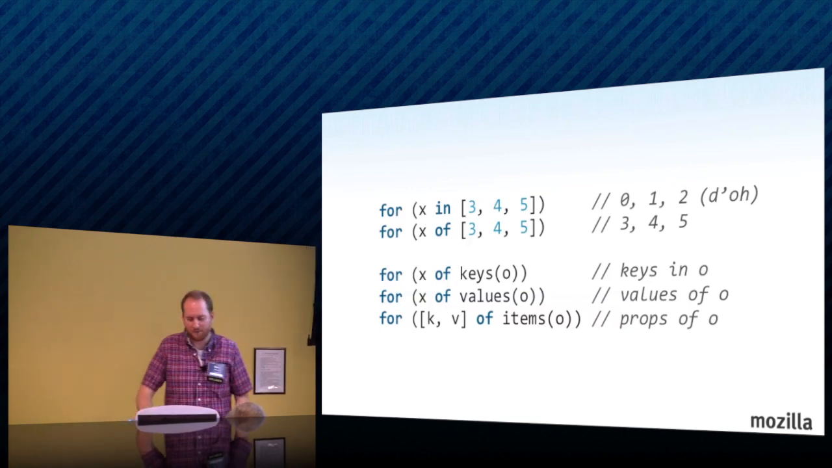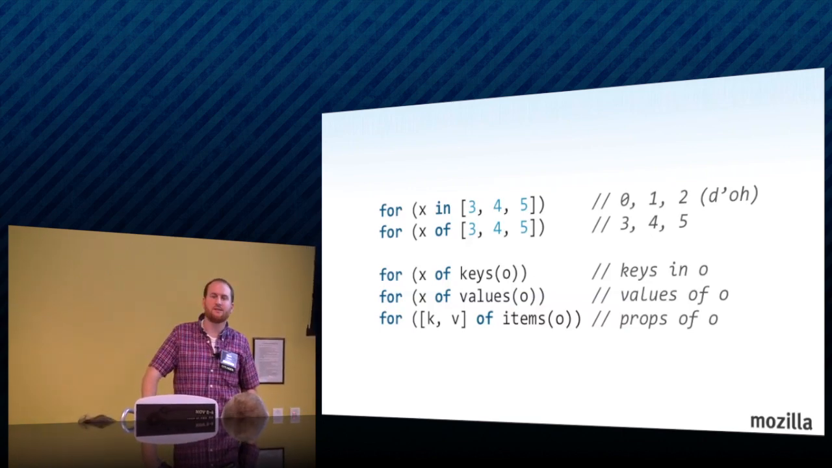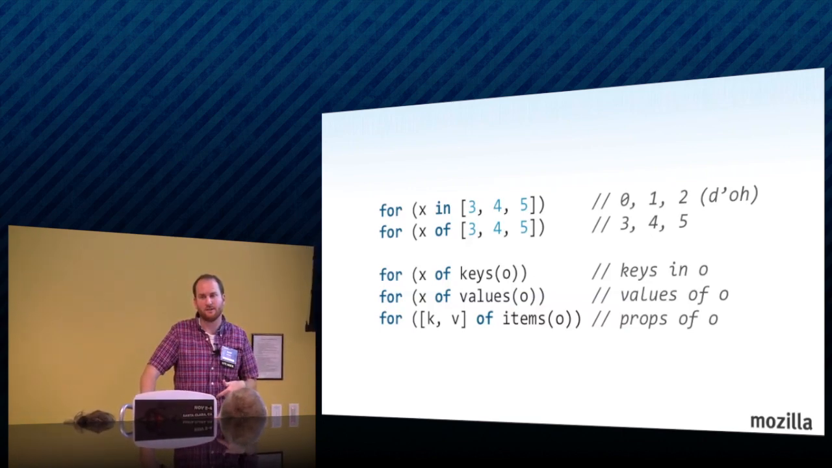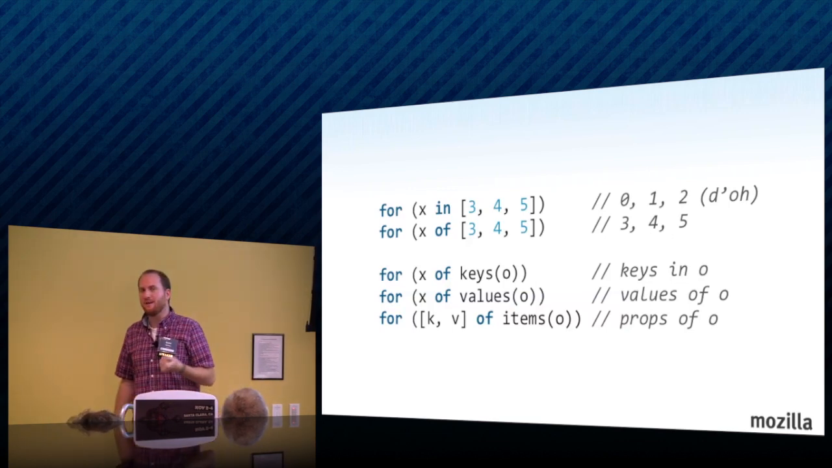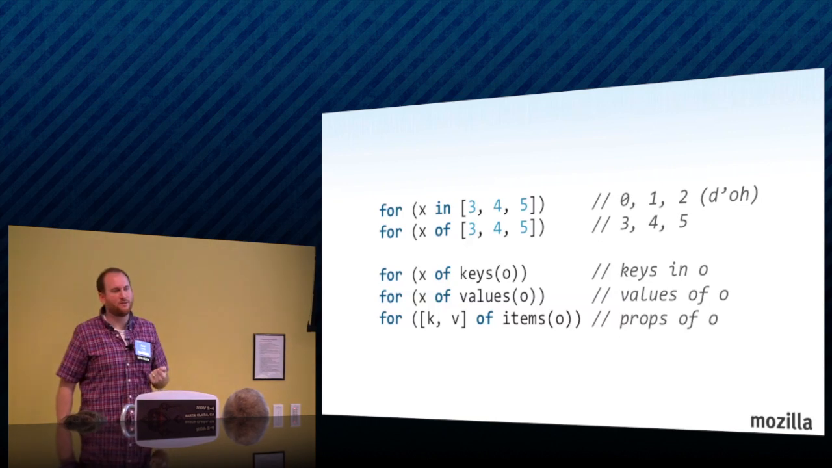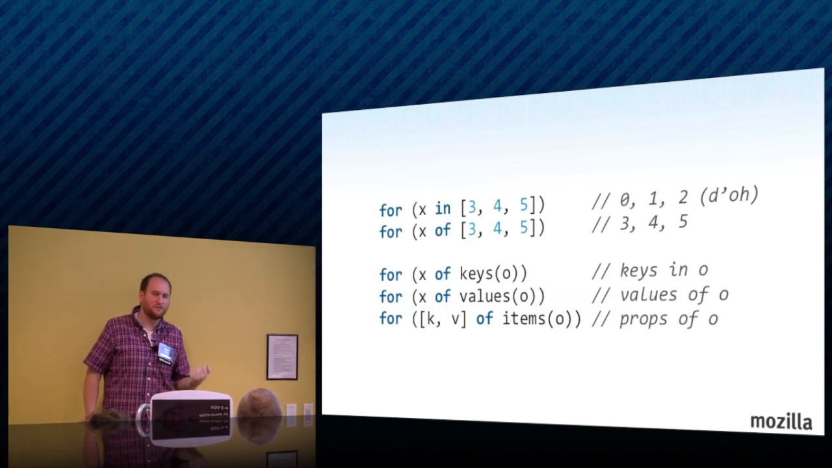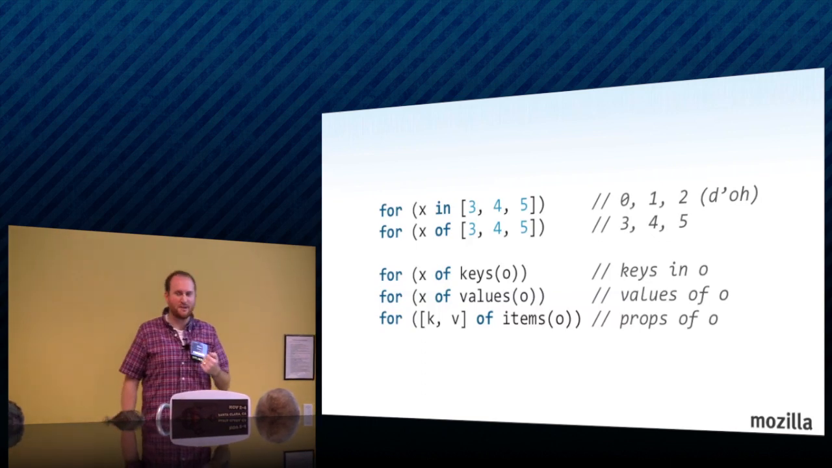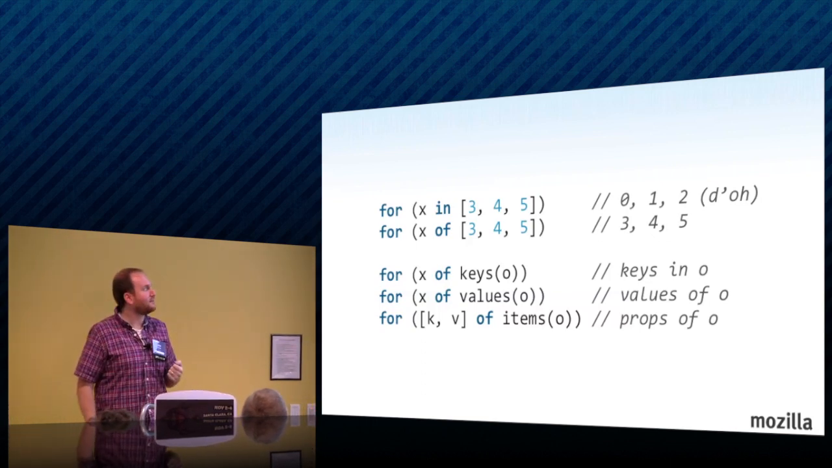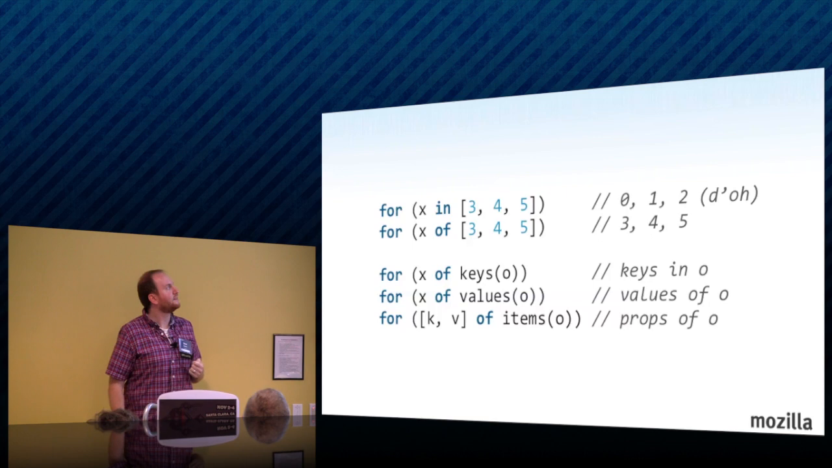So for of, by default with arrays, is going to give you the array values. For of, by default with other objects, we haven't decided. Maybe it actually won't do anything. Maybe it'll just throw because there's no actual iteration defined by default for objects. Or maybe we'll have it default to for in. If you have opinions about this, I'm happy to talk about them offline. We've been debating this lately.